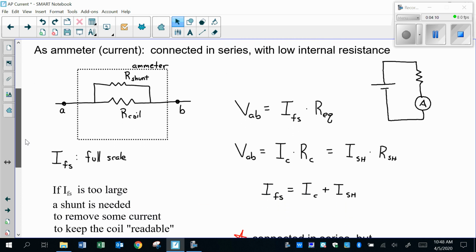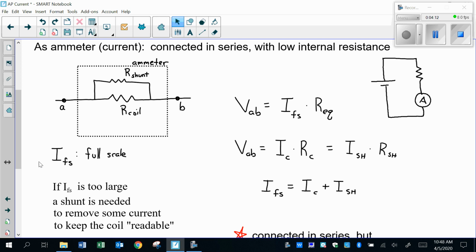And so what you're going to see here is IFS. That's going to be the current when we are at full scale. So right here, if your current is too large, a shunt is needed to remove some of the current to keep the coil readable. So looking at our picture here, if I've got too much current coming through for the coil to read, I open up right here, R shunt. Now some of my current is going to go through it, and it's going to allow this to get an accurate reading again.